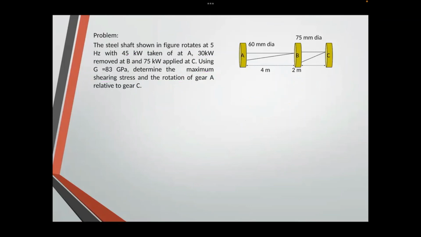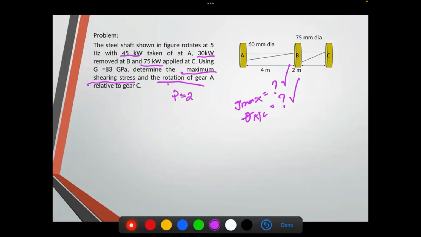Diba? So, we have power is equal to 2 pi f T. So, pwede nyo na din itong i-rewrite na para mas simple. So, T equals P over 2 pi f. Tapos, isa-isayin lang natin yan. So, for TA, so, P niya is 45. Diba, 45 kilowatts. So, 45,000 watts.